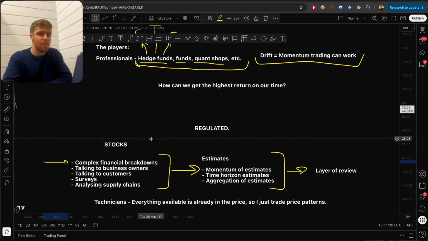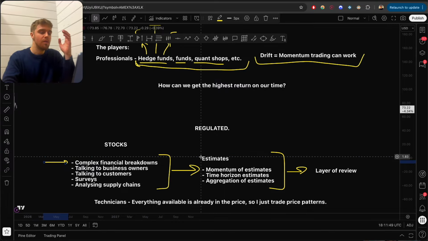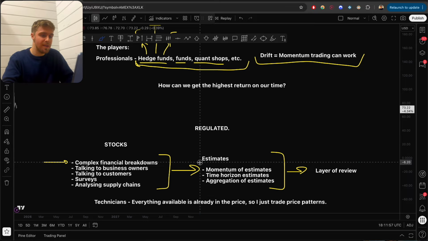But what happens with that information? Where does it go? What do they do with it? Well, they put it into their estimates, because remember, fundamental analysts, their job is to predict. That's the whole name of the game. And because we're in a regulated industry, they have to share those things with the public. It's a bit more nuanced than that, as I said, but the only part that you should care about is the fact that they have to share it. And because of this, at least in the case of the stock market, we get estimates.